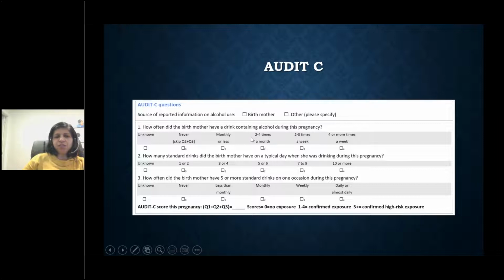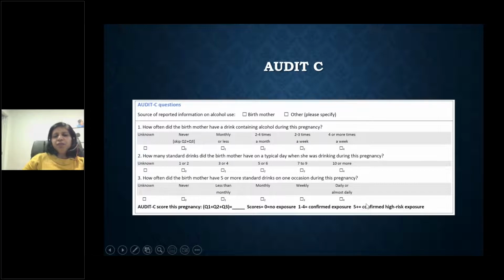So you can see in the choices: never, monthly, 2 to 4 times a month. So depending on frequency, you can score that. The next question is about how many standard drinks the birth mother had on a typical day when she was drinking during this pregnancy, and how often the birth mother had 5 or more standard drinks on one occasion during the pregnancy. If the total score is between 1 to 4, that is confirmed exposure, but 5 plus is confirmed high risk exposure.